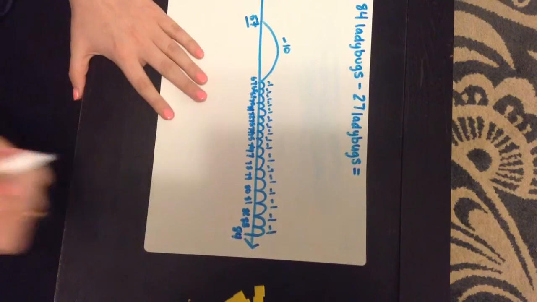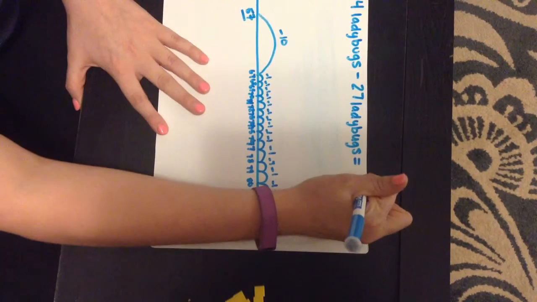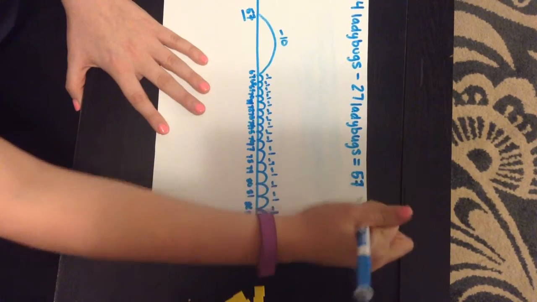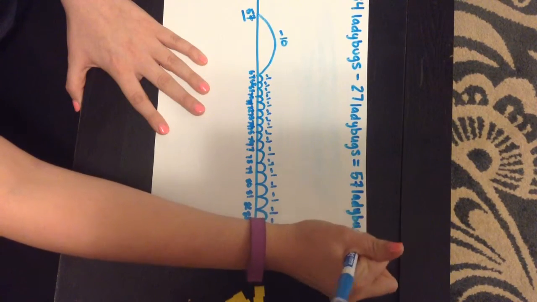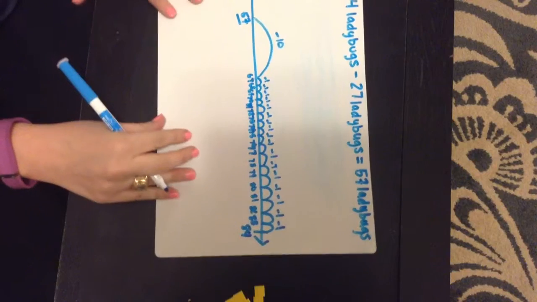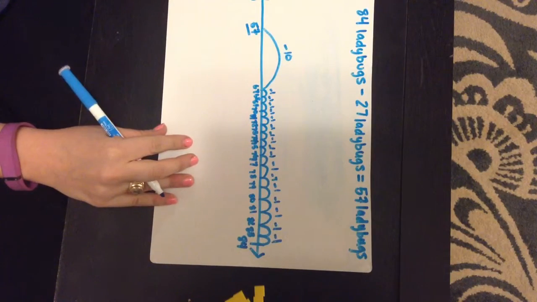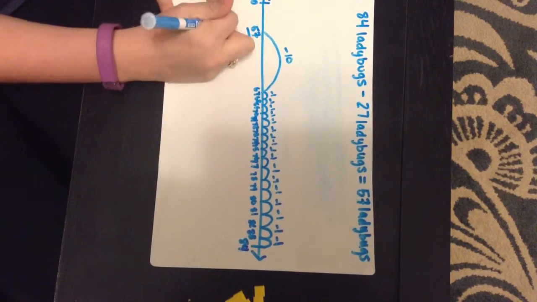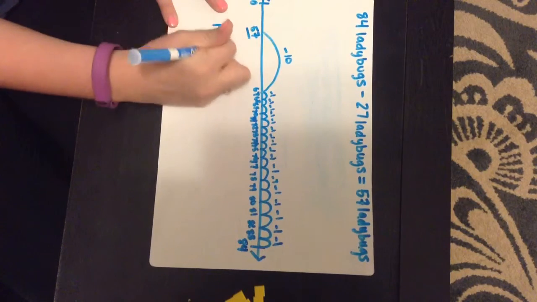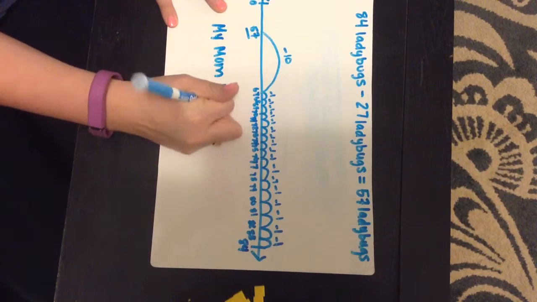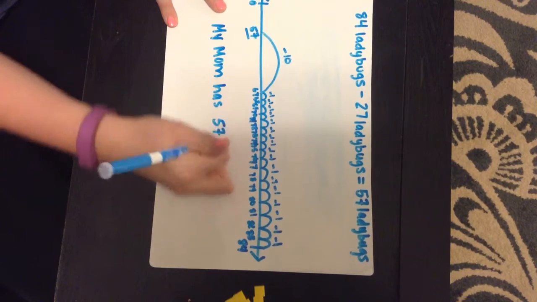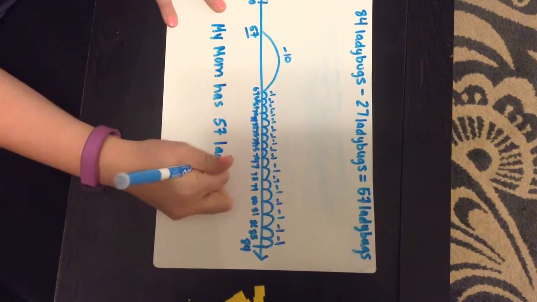So how many ladybugs does Mom have? Well, Mom has 57 ladybugs. Can we write that out in a sentence to answer our word problem? We can write, my mom has 57 ladybugs.